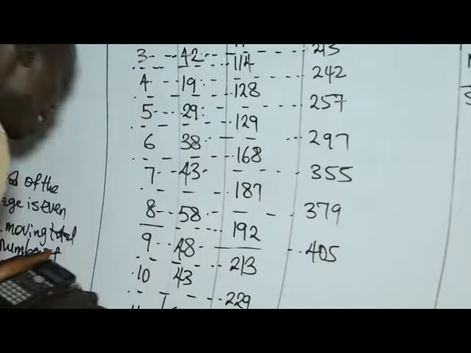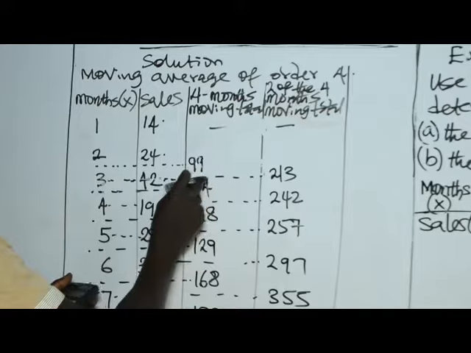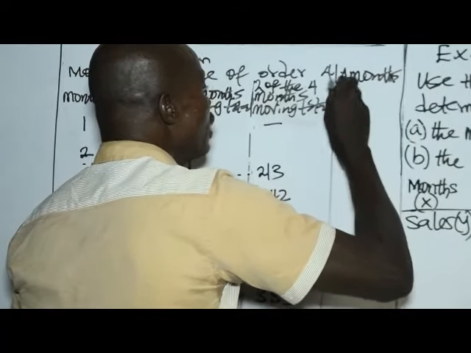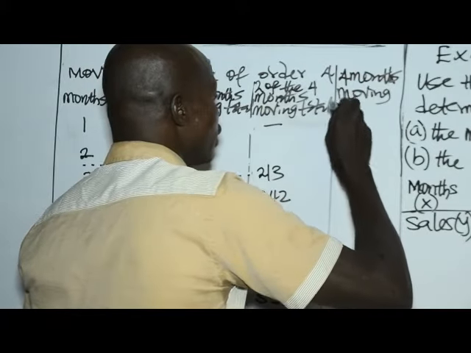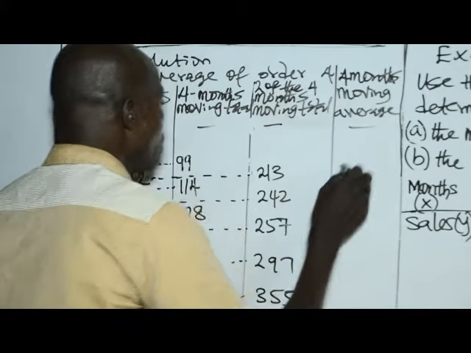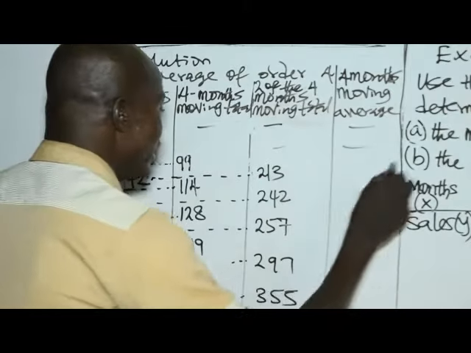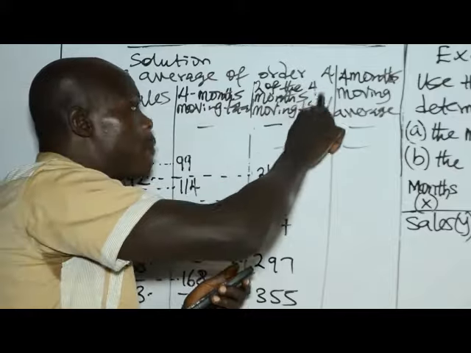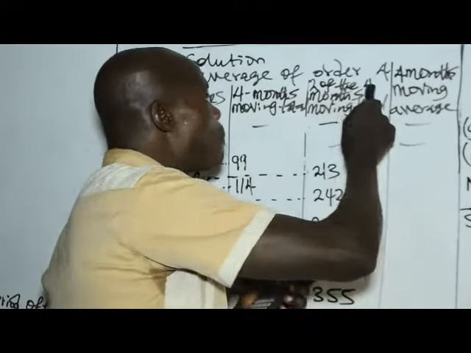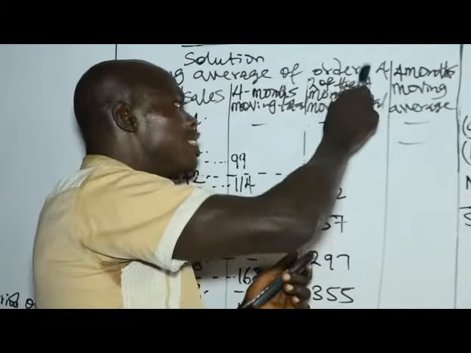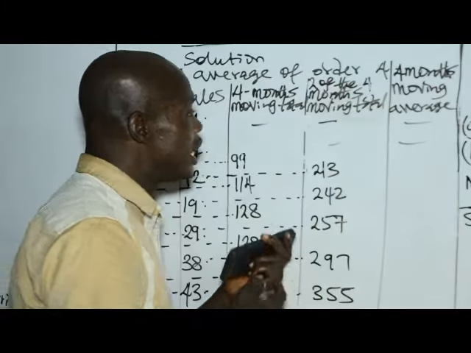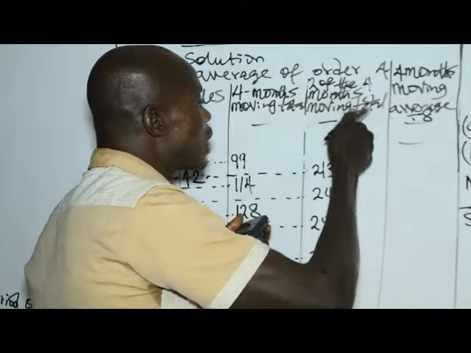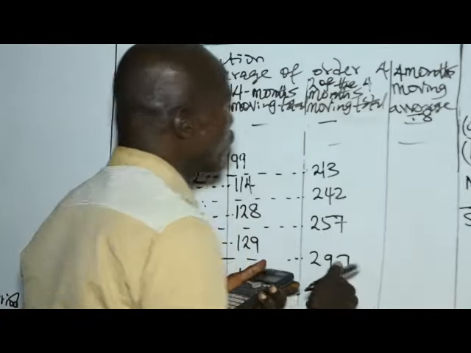So finally, you determine 4 months moving average. You are going to divide the result obtained here by 8 months. Remember, I told you that you have to double the number of order of the period. And the number of order of the period is 4 months. So when you double 4, that is, you multiply that 4 by 2. That gives us 8. That means you'll be dividing these 2 of the 4 months moving total by 8 in order to get the 4 months moving average.